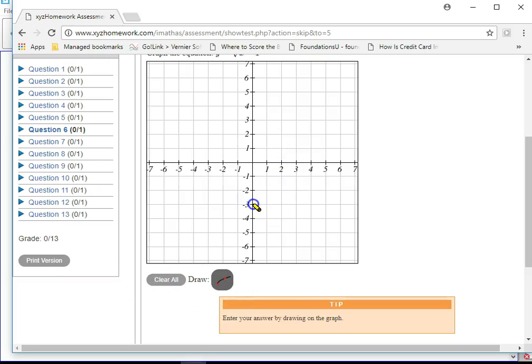Okay, so I want my square root function to move down by 3. And then again, square root of 1 is 1, so we can put our second point there, and we have just graphed our square root.